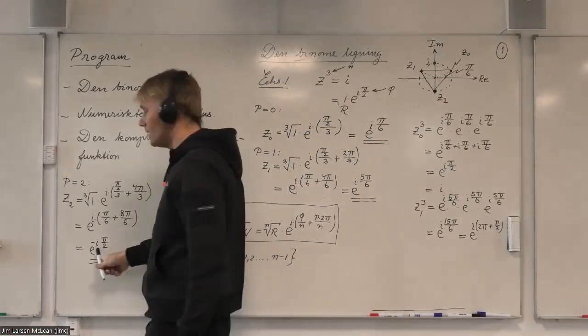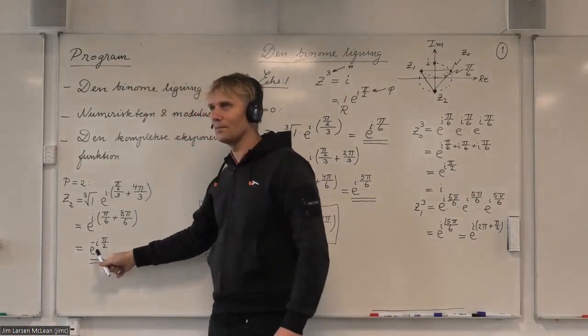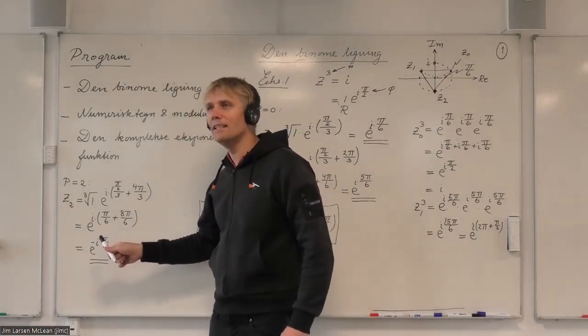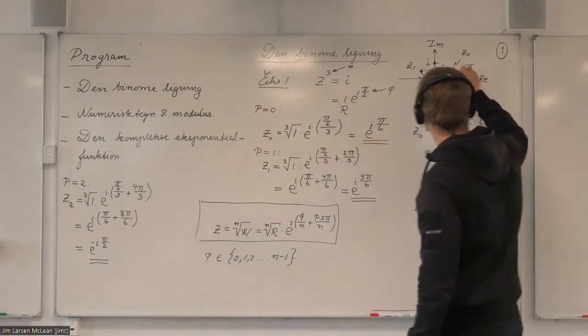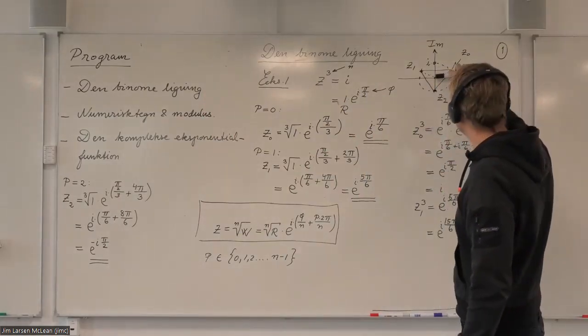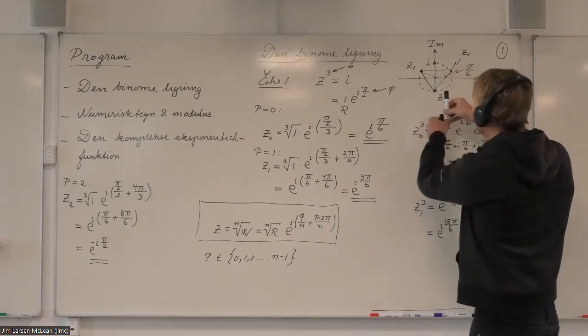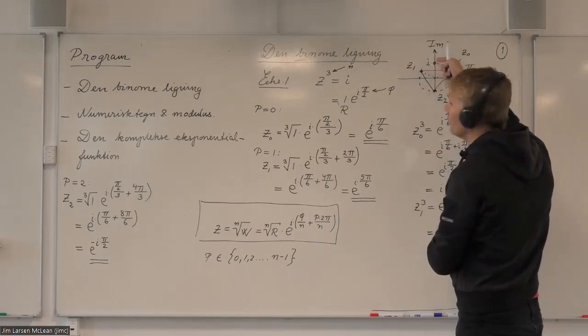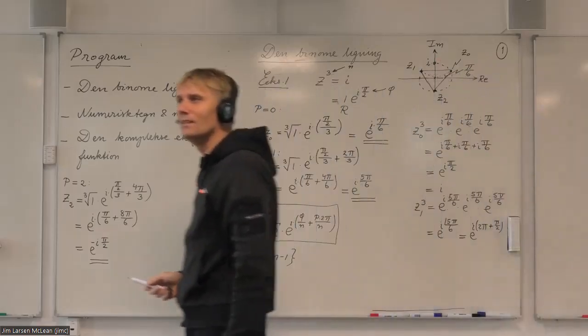That's the final solution. If you take this number and multiply it by itself 3 times, you end up with i. Check this out. We multiply this number by itself, so we need to take this angle and add it to itself. And that's what we'll do. So we'll end up there after we've done it 3 times.